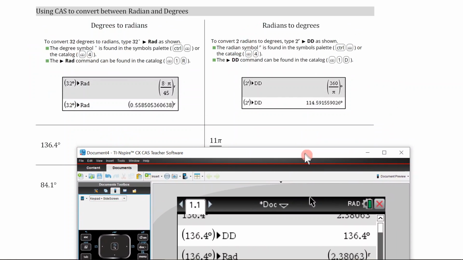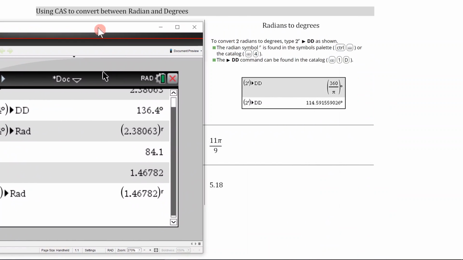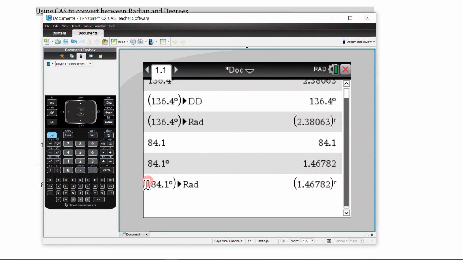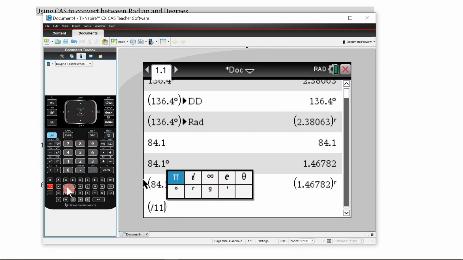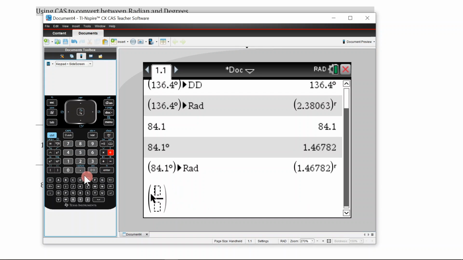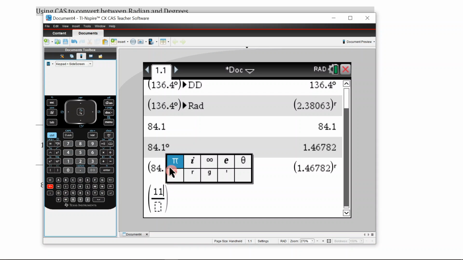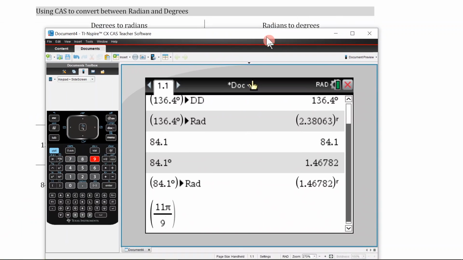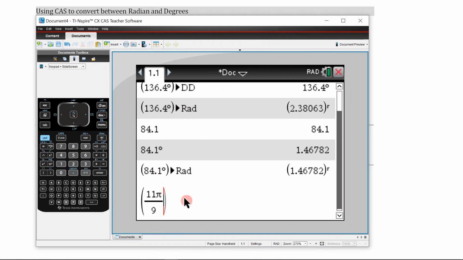Now, if you want to do it for degrees, here it's 11 pi on 9. So let's just come over here for a second. We're going to start this time with the radian. So I'm going to open up some brackets here. Control divide, 11 pi on 9. So we have 11 pi on 9, and that's in radians. And we want to turn it into degrees.